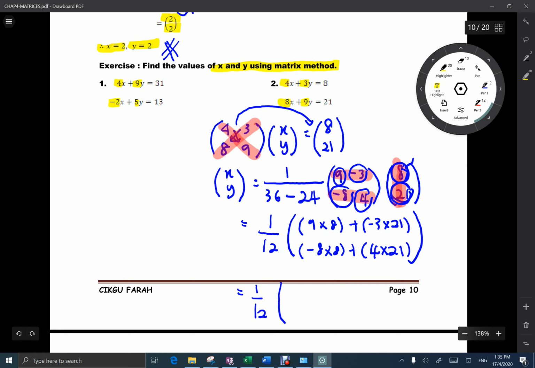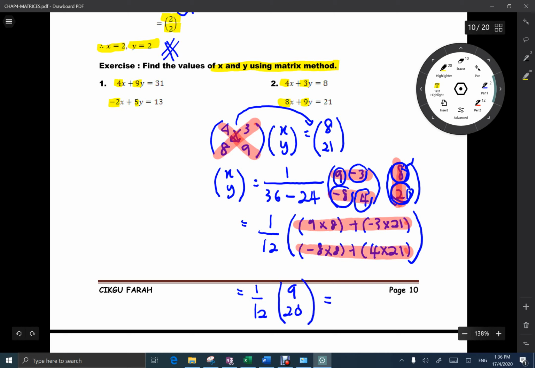Now take out your calculator and solve the first row and the second row. Okay, wait, I need to kira. 9 times 8 plus negative 3 times 21. So 9. Okay, the first row is 9. Now the second row. Negative 8 times 8 plus 4 times 21. It's 20.